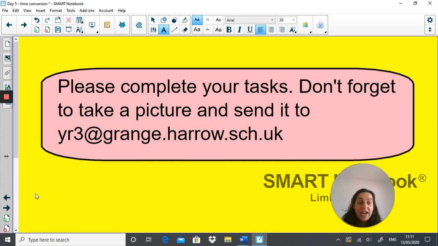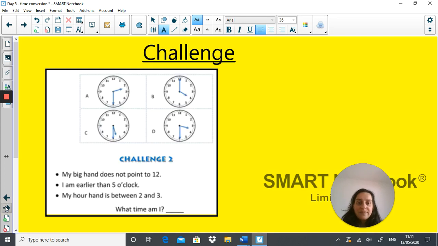For those of you who love a challenge, here it is. It's another example of which clock am I. So just have a look at this, and you have the clues down here, the clocks up here, and have a go. Now, I will see you next week with more work on time.